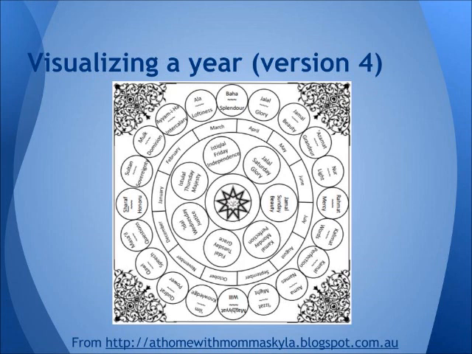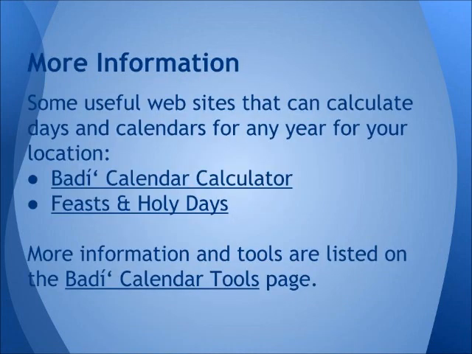And you can make your own calendar with the circles interlocking that can be moved along, and we'll be putting a link so that you can see where to find this material and print it out to make your own calendar for your own home. So there are some useful websites that can calculate days and calendars for any year for your location. We have the Badi Calendar Calculator, and here is the link for that. You can click on it to go there now and bookmark it. Then we have Feasts and Holy Days calendar. And more information and tools are listed on the Badi Calendar Tools page.